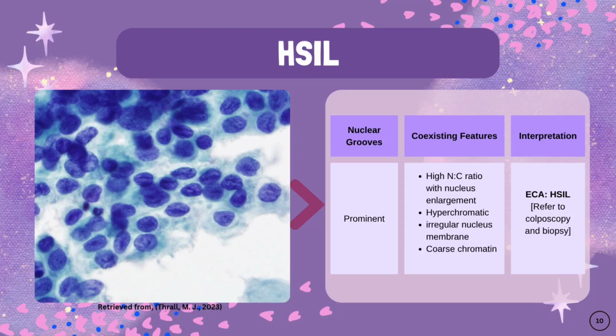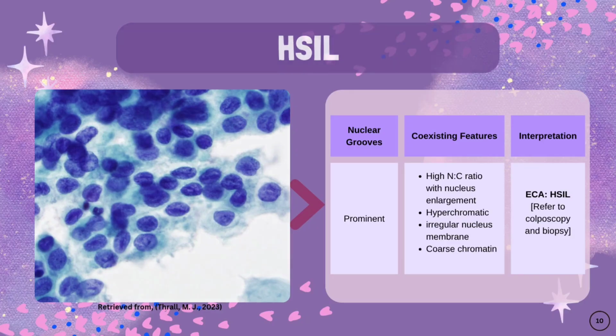Okay, next, HSIL. Nuclear grooves are prominent here in HSIL because the chromatin remodeling and nuclear membrane alteration are intense, whereas in LSIL, the changes are milder. Therefore, groove appearance here is taken as a supportive characteristic along with other significant features to indicate that it is HSIL, which are high NC ratio with nucleus enlargement, hyperchromatic, irregular nuclear membrane, and coarse chromatin.